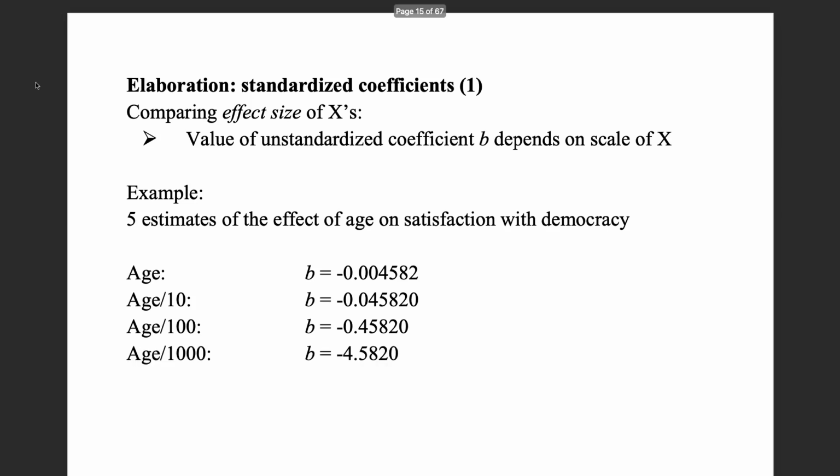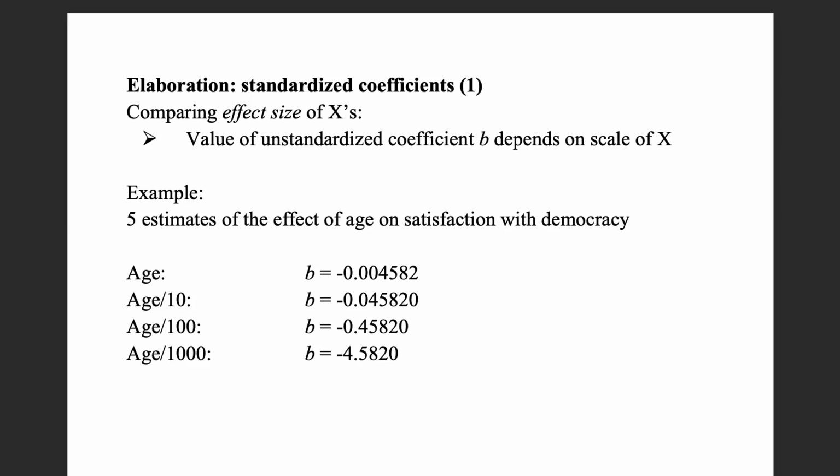Or what I could also do, what I also did, is I divided age by 1000 and used that as a new x variable in my model, and then re-estimated the same effect. And now I got a coefficient of minus 4.5820. Yeah, so again, I changed the scale of age. The relationship between age and satisfaction with democracy didn't actually change.